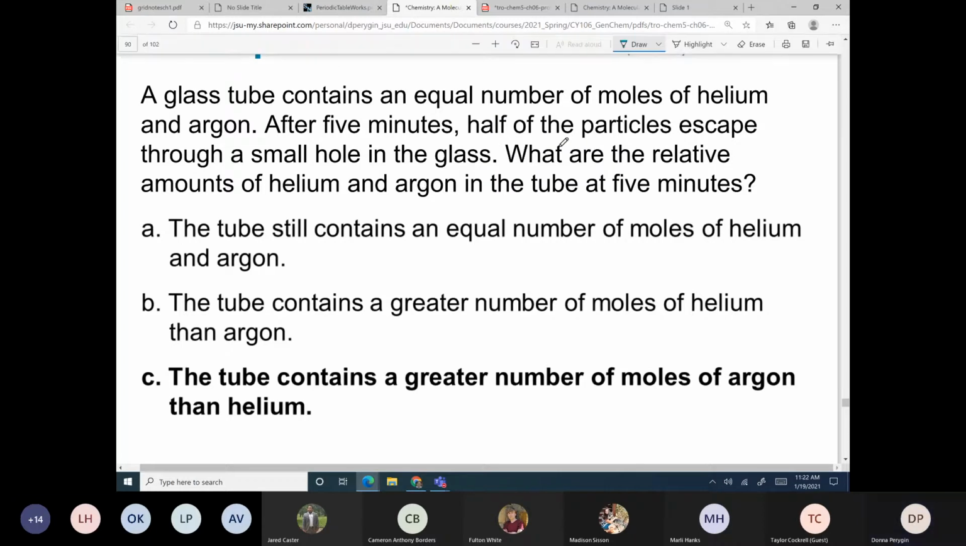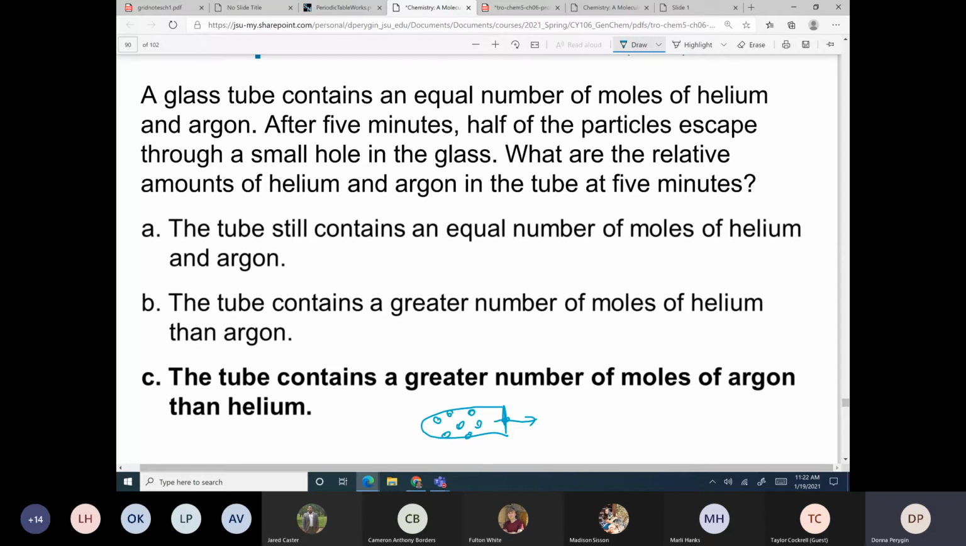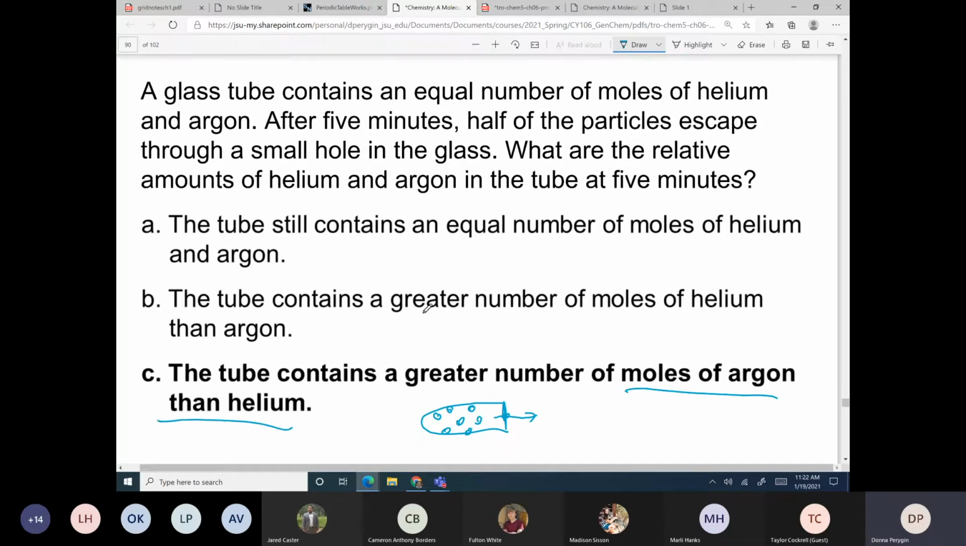Oh, okay. I see what they're saying here. So a glass tube contains an equal number of moles of helium and argon. Okay? And then we open a hole. So after 5 minutes, half of the particles escape through a small hole in the glass. So we had an equal number of helium and argon in here. After 5 minutes, how much are we going to have left? We're going to have more argon left because helium is smaller and it's going to escape faster from the tube.